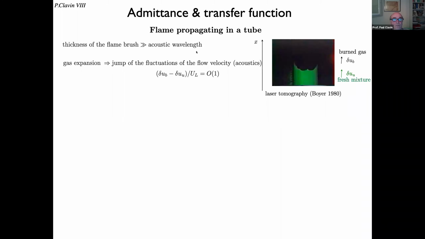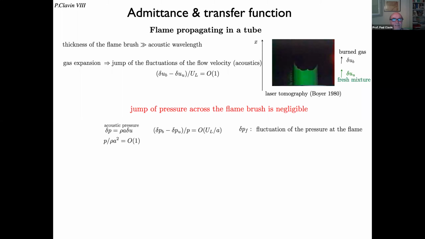It is just the opposite. Excuse me, there is a mistake here. The thickness of the flame brush should be small compared to the acoustic wavelength. Excuse me, there is a misprint in my slides. I will correct that later.